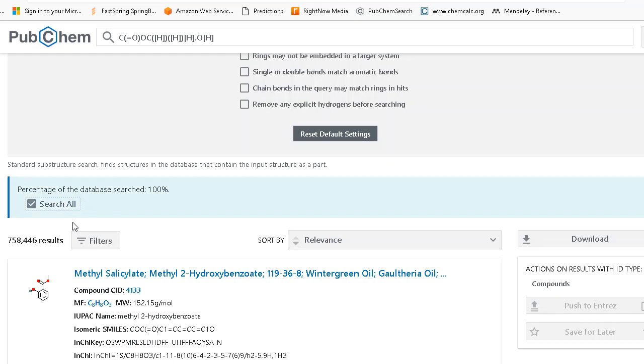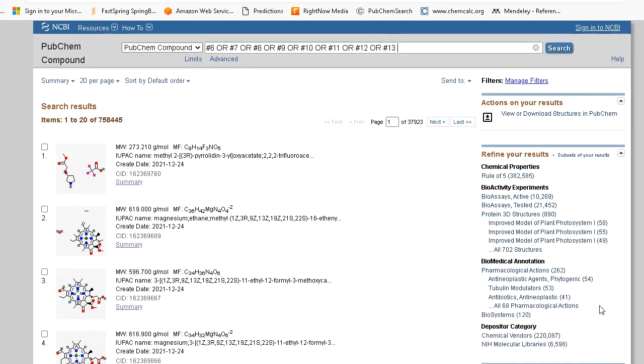Okay, so we get 758,000 methyl esters. This is a good example. Methyl salicylate, we've got the methyl ester and the hydroxy. I want to push these over to Entrez. That's where our chemical searches went. And now we have these 758,000.